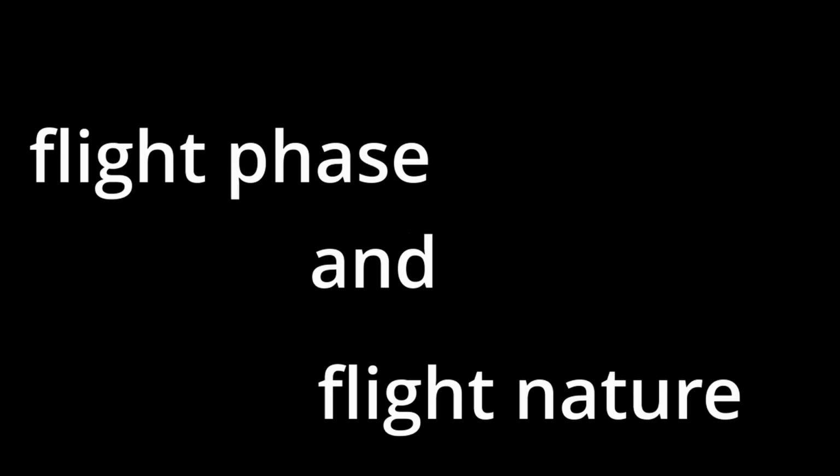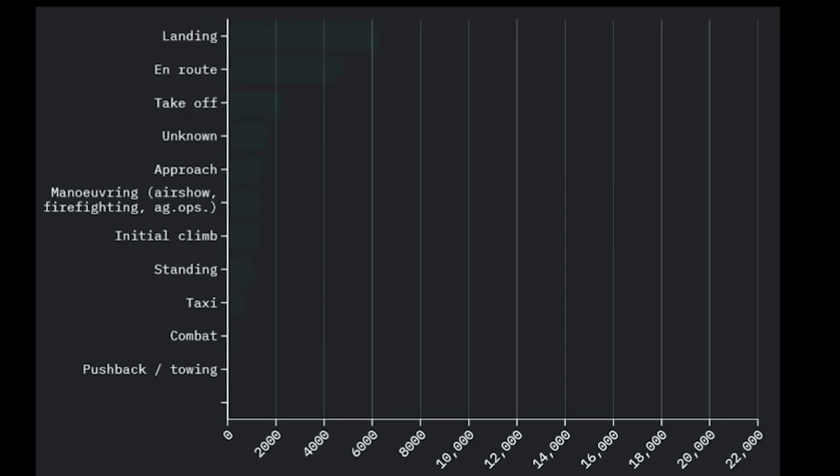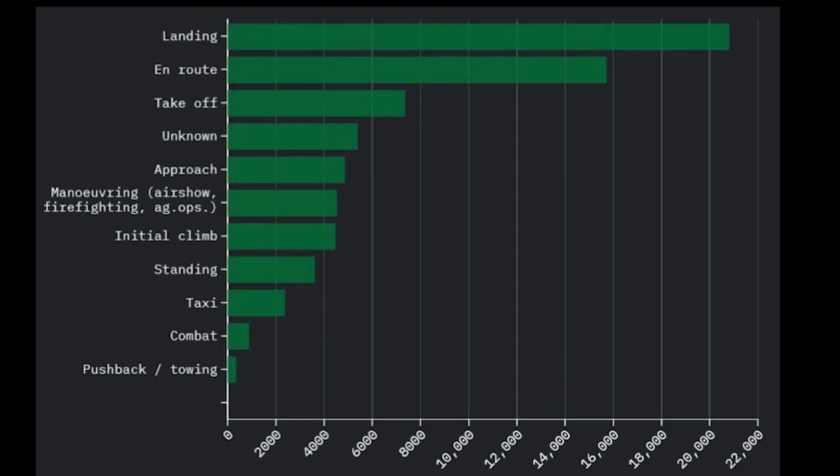Now that we've broken down accidents by country, manufacturer and model, and even the highest crash days of the year, there are two more angles that help complete the picture: flight phase and flight nature. So let's start with the flight phase. Every accident has a moment where things go wrong. Landing shows up a lot, as it makes sense: you're close to the ground and the aircraft is slow.